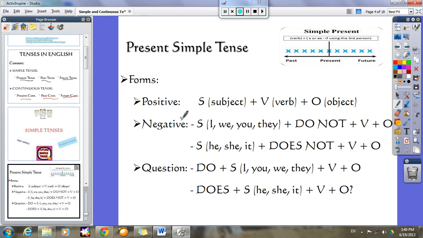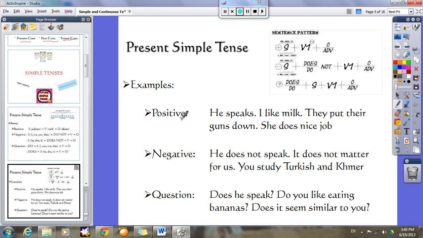For instance, you speak English. Do you speak English? You do not speak English. He speaks English. He doesn't speak English. Does he speak English? We can multiply our examples, like she does a nice job, you study Turkish and Khmer language. Does it seem similar to you?